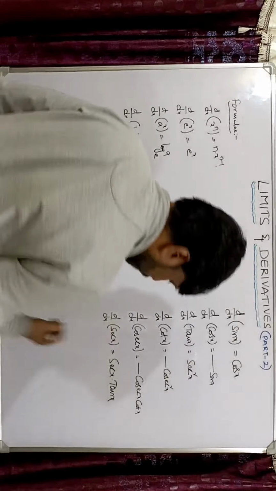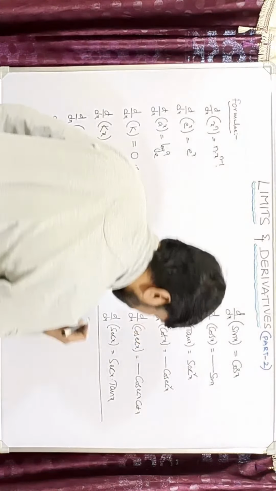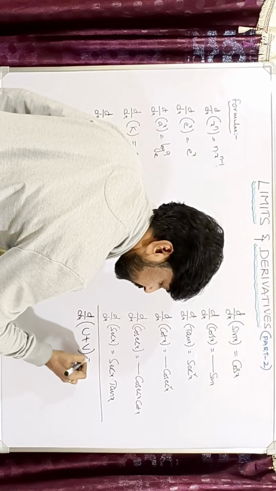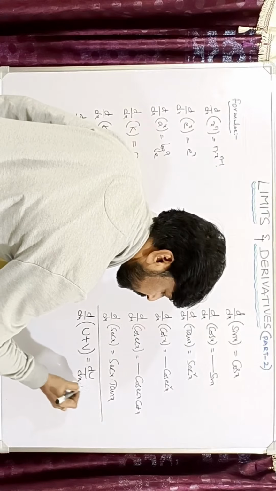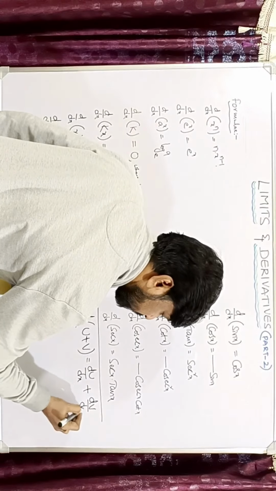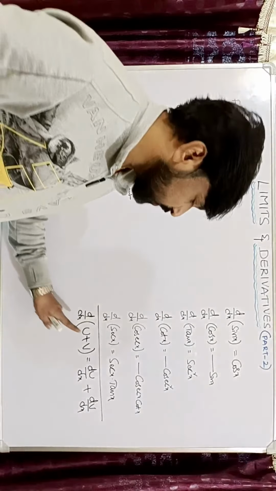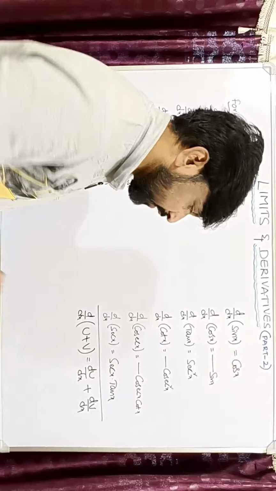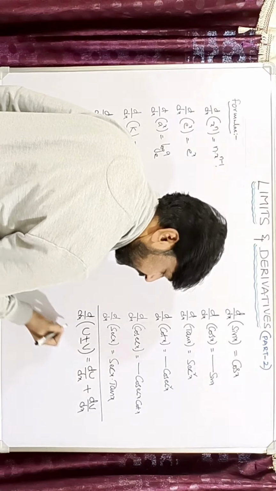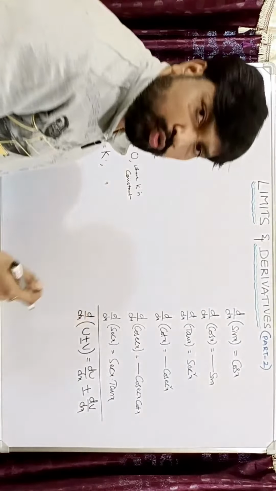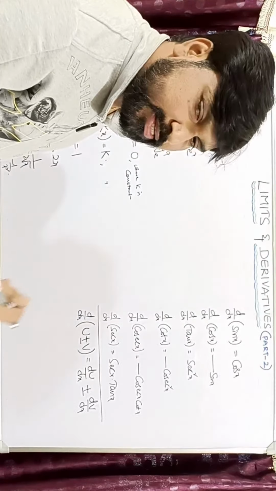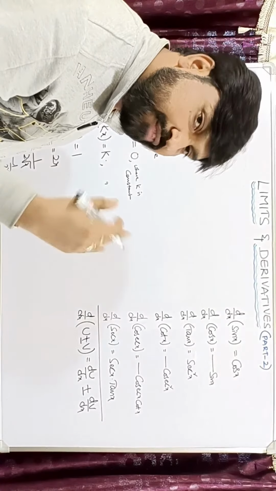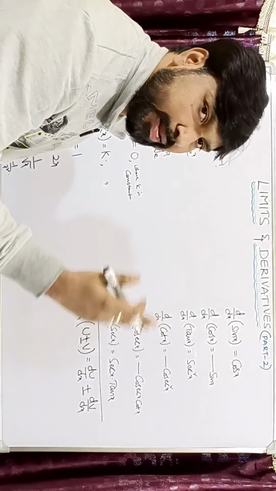Then you have to know 4 more formulas. This is a different model. d by dx of u plus v: if a sum of two functions is there, you can write it as the sum of the derivatives of the individual functions. d by dx of u plus v is equal to d by dx of u plus d by dx of v. And if it is minus, then minus will come. d by dx of u minus v is equal to du by dx minus dv by dx. Similarly, if a sum or difference of three functions is there, we apply d by dx to each.